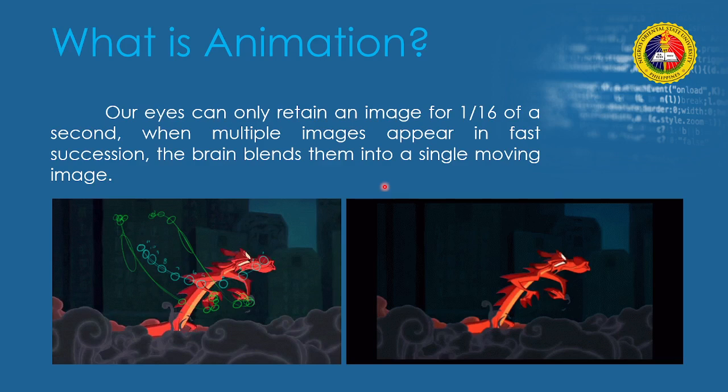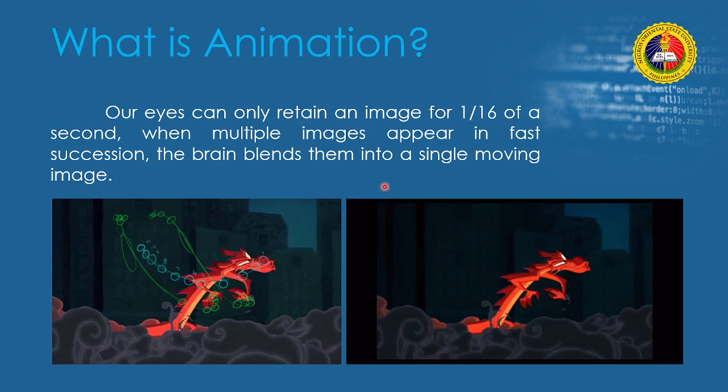Again, our eyes can only retain an image for 1/16th of a second, meaning we can only retain 16 FPS, or 16 frames per second. When multiple images appear in fast succession, the brain blends them into a single moving image. Let's compare the pictures on the left and on the right side. On the left side, there are 11 drawings being displayed successively, but at a very slow speed, the slow frame rate. So if you play the animation slowly, this is how it's going to look like.